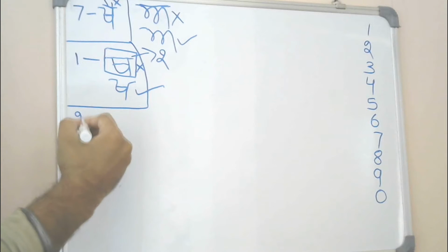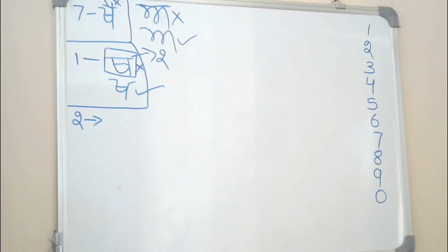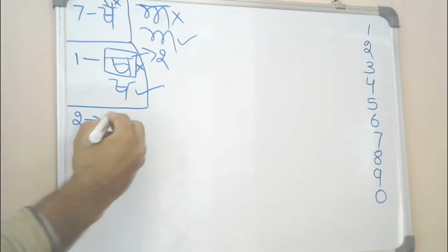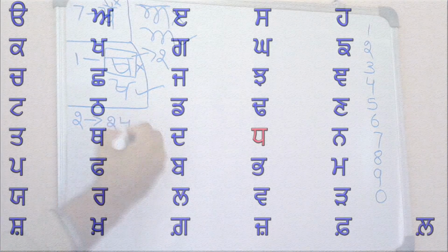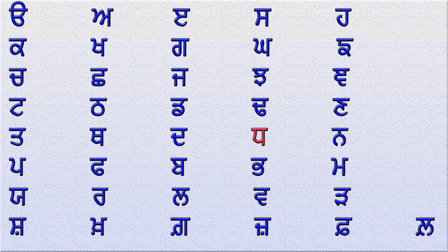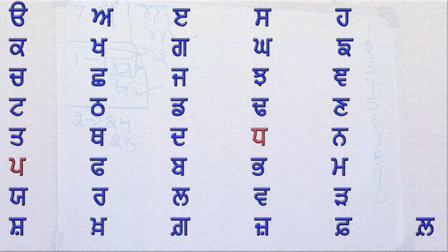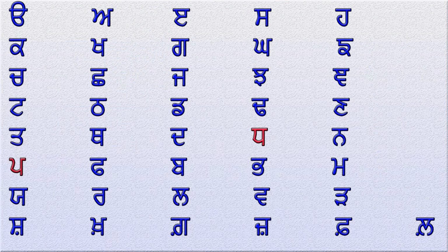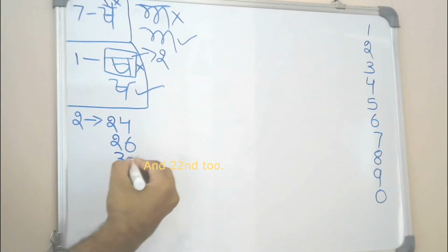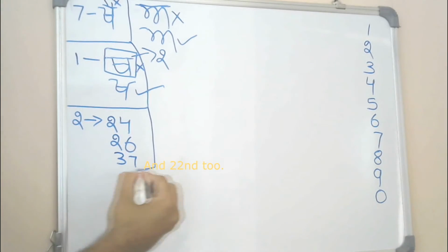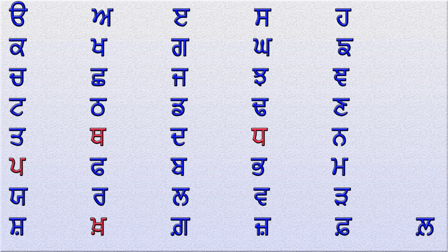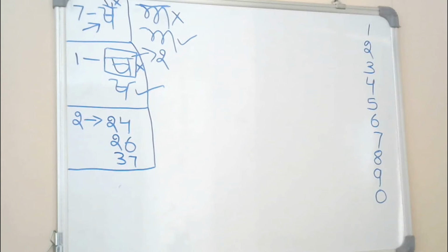The second step is, if you know this letter, are you going to learn some other letters? And the answer is yes. 24th letter you will learn. You will learn 26th letter. And then you will learn 37th letter. These three letters you are going to learn if you know how to write this letter here.